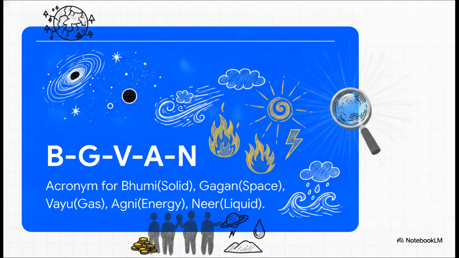B is for Bhoomi, the solid state or earth. G is for Gagan, representing space or the vacuum. V stands for Vayu, the gaseous state. A is for Agni, meaning energy or thermodynamics, and N is for Neer, the liquid state. The author argues that a historical syndicate deliberately turned these natural elements into idols. Why? To quietly steal the actual physical resources they represent, like land, water, and minerals.